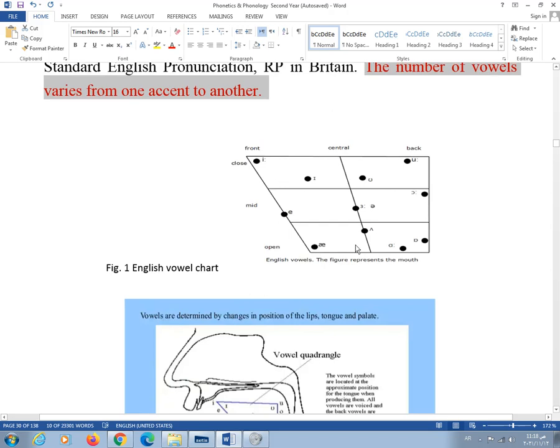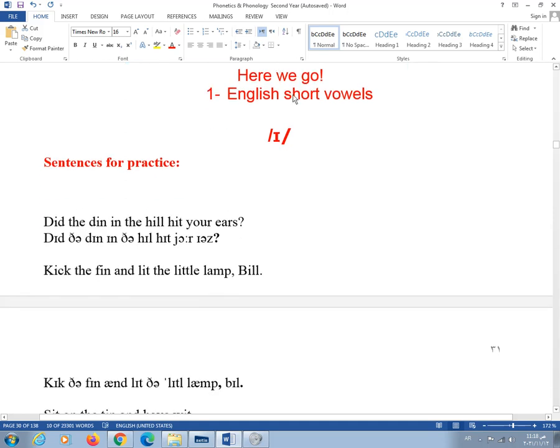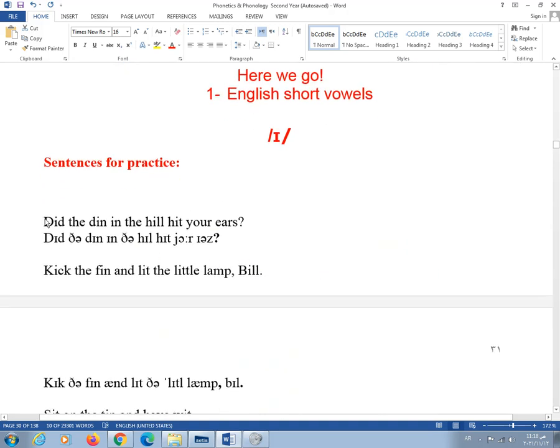Okay. Here we go. Let's see the first group, and we have English short vowels. We have number one, /ɪ/. If we go back here, we can describe it as a vowel which is front and close. Front and close vowel, short vowel, as you see. Let's see some examples or some sentences for practice.